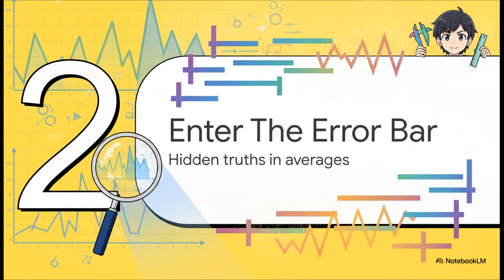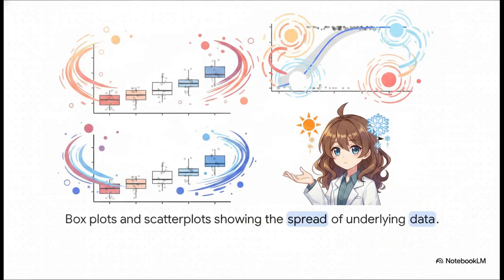Moving right along to Section 2, enter the error bar. Okay, so once we make sure our axes are actually honest, we still have to deal with averages. You really have to be careful about squashing a whole population down to a single mean, because averages are notoriously good at hiding how data actually behaves in the wild. Think about it like this. If I tell you a city's average temperature is 70 degrees, you'd probably pack for a perfect, mild vacation. But what if it's 120 degrees in the summer and 20 degrees in the winter? The average is still 70, but you're going to be absolutely miserable. Looking at box plots and scatter plots like these is a great reminder that real data is noisy. It scatters, and averages just strip all that beautiful, messy reality right away.